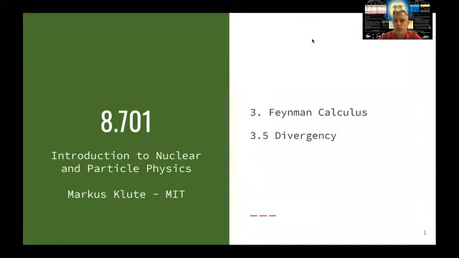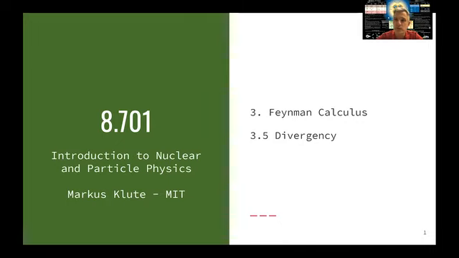Welcome back to 8701. So in the previous video, we talked about higher order diagrams and we looked at how we can classify those contributions to the total matrix element. We didn't do any of the calculations, or we didn't calculate the Feynman diagram itself. I'm not actually planning to do this in the lecture.